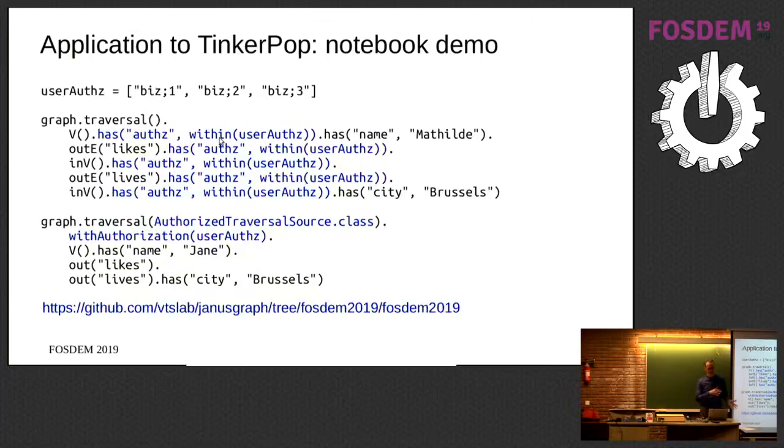When you apply the authorized traversal source, so the extensions that I made, you only have to provide the user authorizations at the start of the traversal, and when instantiating the traversal object, you have to provide the proper class to it. And after that, the traversal looks like you would have normally in Gremlin. All the code for this is available from GitHub, and the demo I will move into is also part of this repository.